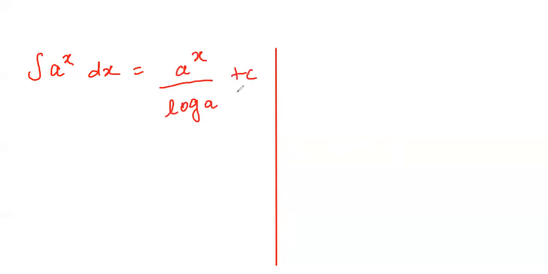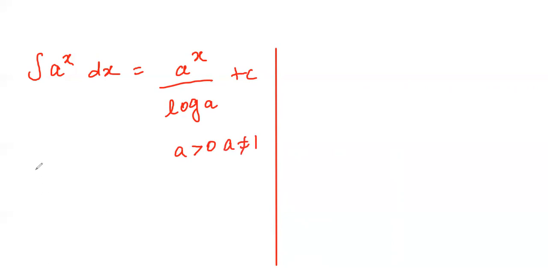Integral a power x dx is... What is integral a to the power x dx? I'll tell you. It is a power x divided by log a. There is an elementary standard integral on page number 242. You refer to that. There you'll be able to see this formula. It's a power x upon log a plus c. Here a should be greater than 0 and a shouldn't be 1. This is the condition.